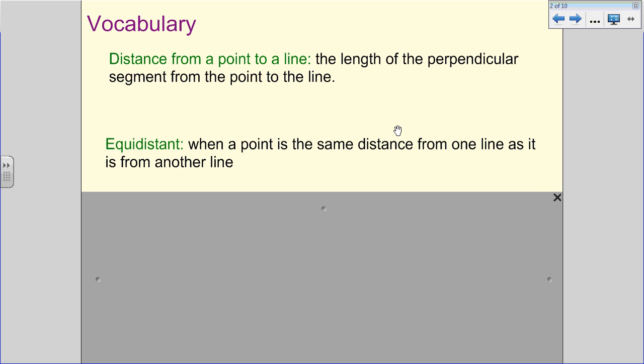Equidistant means a point is the same distance from one line as it is from another. So we see "equi" and we think of equal distance. It just means they're the same distance, which is nice because then we can start making congruent sides.